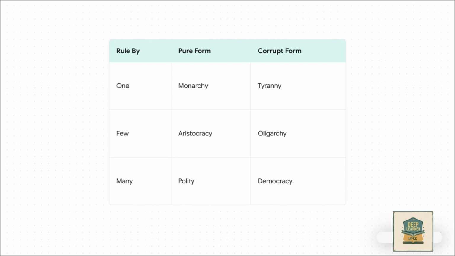He sorted governments on 2 simple questions. Who rules? One person, a few people, or many people? And in whose interest do they rule? The pure forms are the good ones. They serve everybody. The corrupt forms only serve the people in charge. And Aristotle warned that these corrupt forms were doomed to fail because injustice is what sparks revolutions.